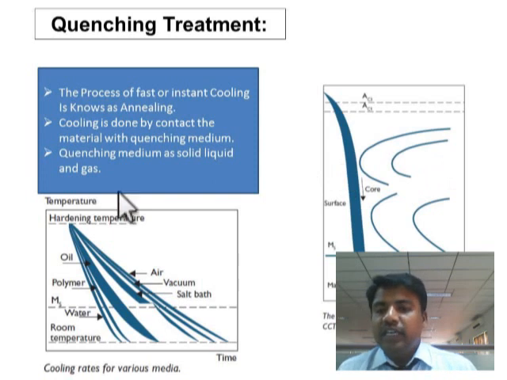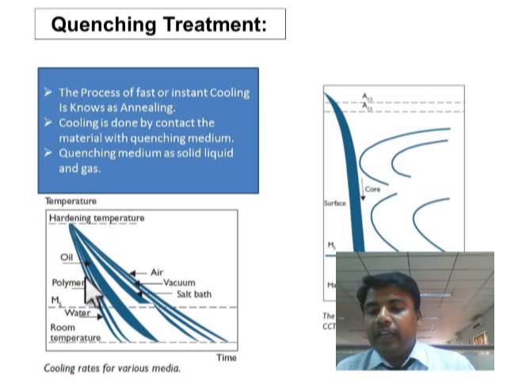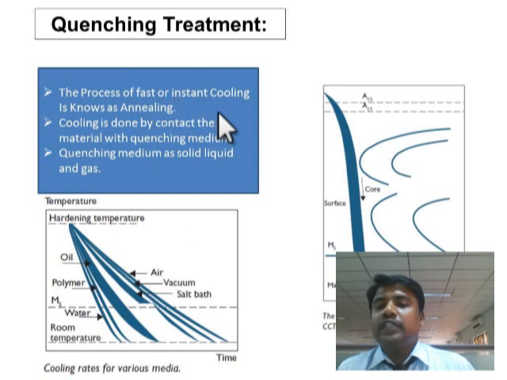Here, you can see a sketch of different quenching media, the time taken for each quenching medium. Here we plot temperature on the vertical axis and time on the horizontal axis. We use different types of quenching medium, and each and every quenching medium takes a different duration of time to cool. The process of fast or instant cooling is known as the quenching process. The cooling is done by contact of the material with the quenching medium.